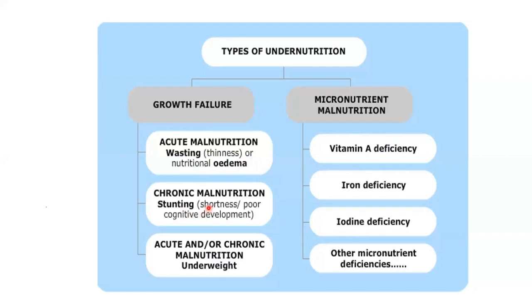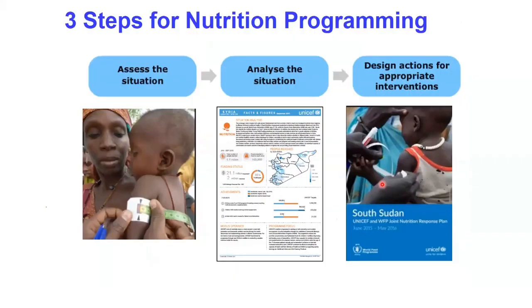Chronic malnutrition, or shortness in terms of height or length, is also associated with poor cognitive development. I've also alluded to acute and chronic, and underweight, when you have low weight for age, then the common micronutrient deficiencies in our environment. So in terms of steps of addressing, in terms of programming, we normally assess the situation, whether at facility level or community level. Then, of course, analysis, and then design appropriate actions or intervention strategies.